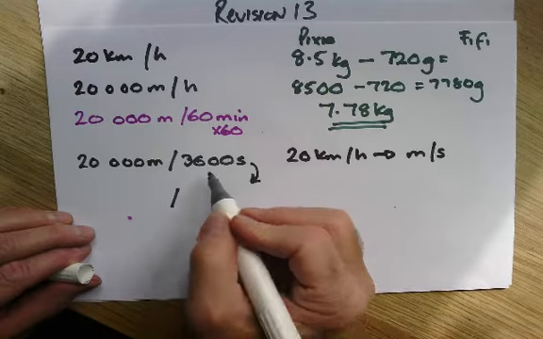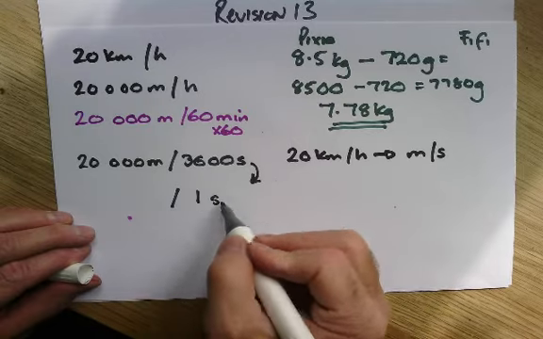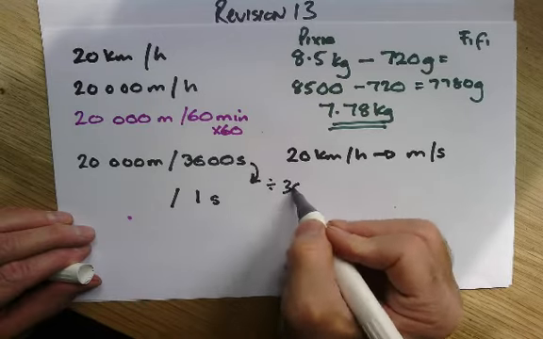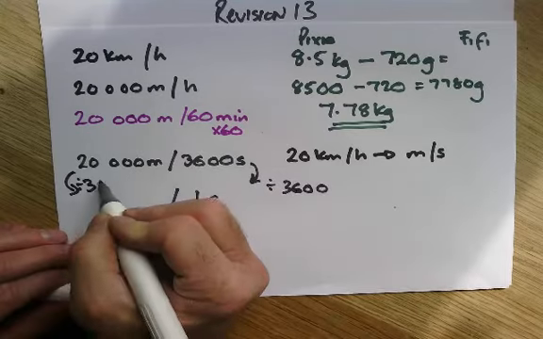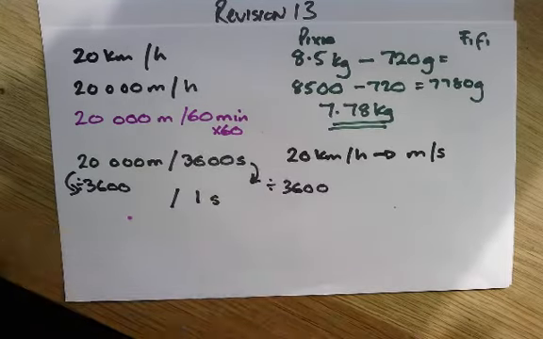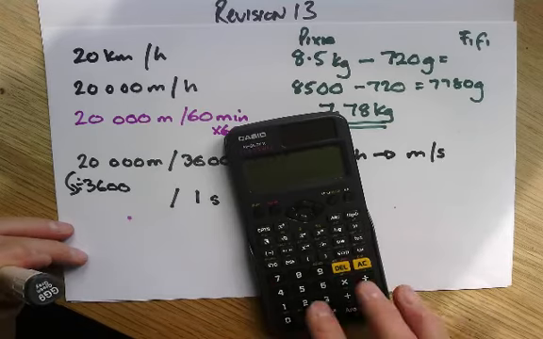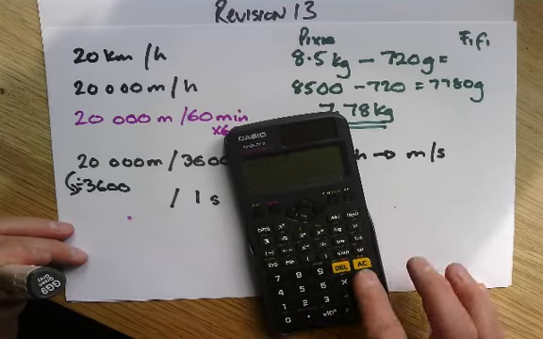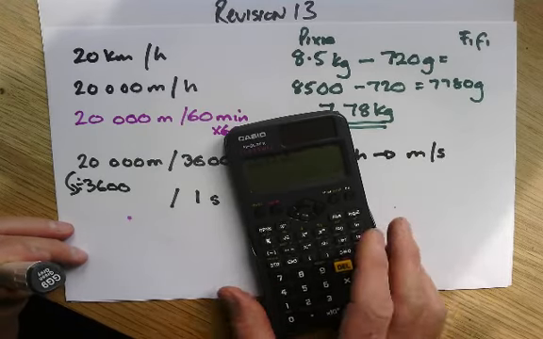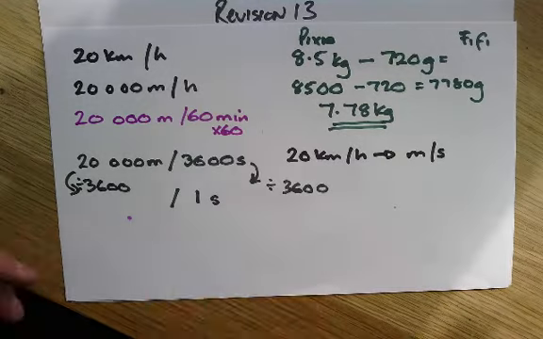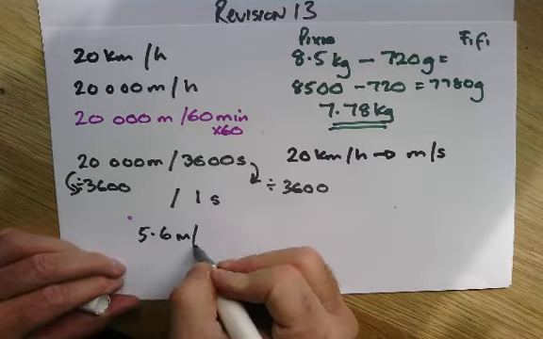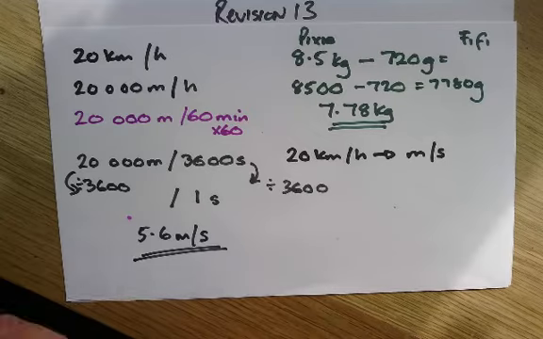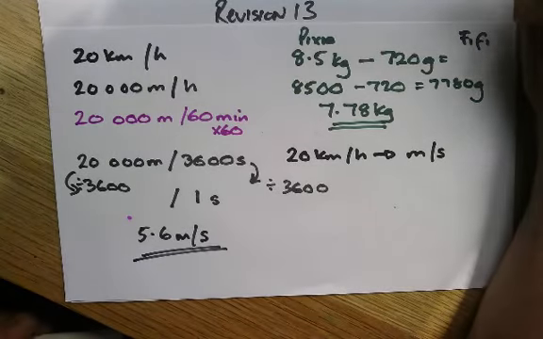I want it to 1 second. So how do I get from 3,600 to 1 second? Well, I divide by that big number. Whatever I do to one side, I do to the other. So this is why I've got my little calculator. So I do 20,000 divided by, as they say in America, 3,600. 5.55 recurring. So 5.6 meters per second, and that is to 1 decimal place.